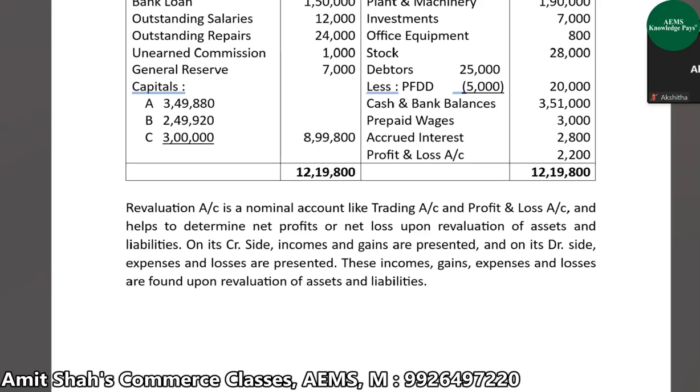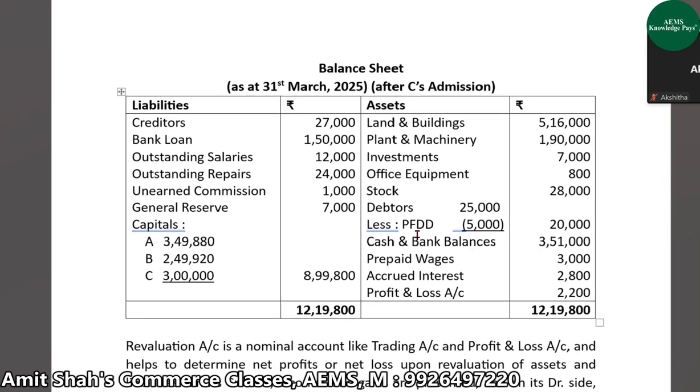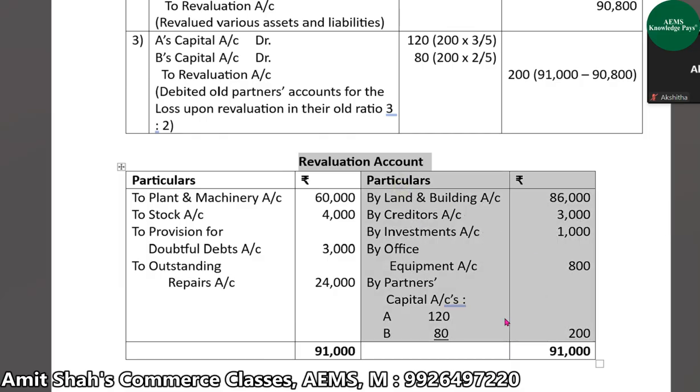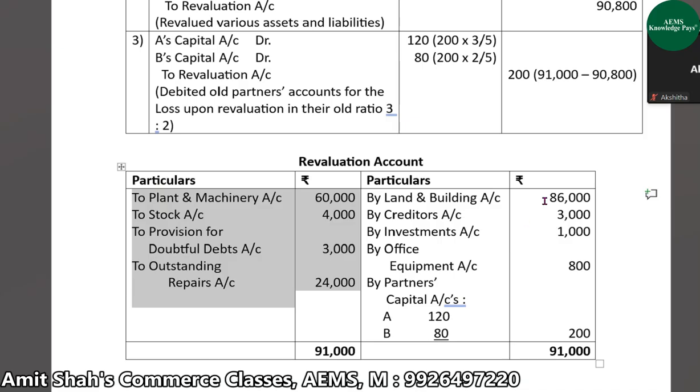So we do revaluation, and out of that we get to know various incomes, expenses, losses, and gains. And to record them, we open a separate account that is called revaluation account. On the credit side of it, we record all the incomes and gains. On the debit side, we record all the expenses and losses. If debit side is more than the credit side, it means there is a net loss. If credit side is more than the debit side, it means there is a net gain. Whether there is a net gain or net loss, that is divided among the old partners in old profit sharing ratio.